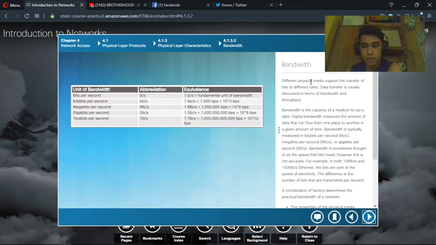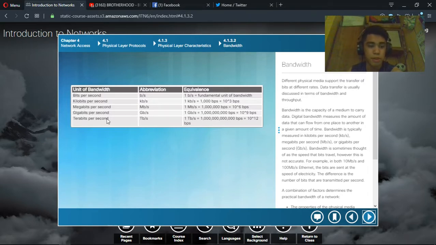Bandwidth is different: physical media support the transfer of bits at different rates. These are the units of bandwidth, abbreviations, and equivalences. Bits per second, bps, is the fundamental unit of bandwidth. Kilobits per second: 1 kbps equals 10 raised to 3 bps, or 1000 bps. Megabits per second is 10 raised to 6 bps, or 1 million bits per second.